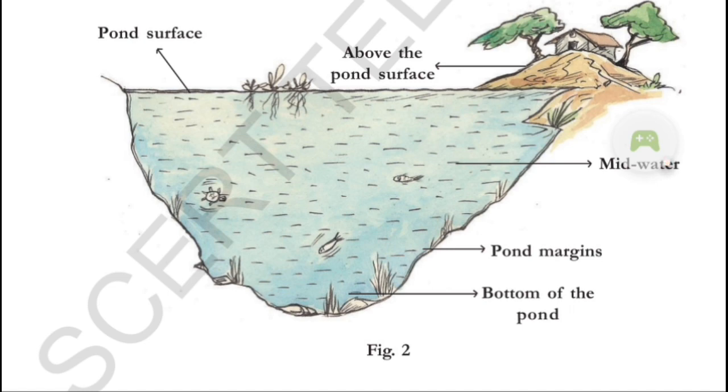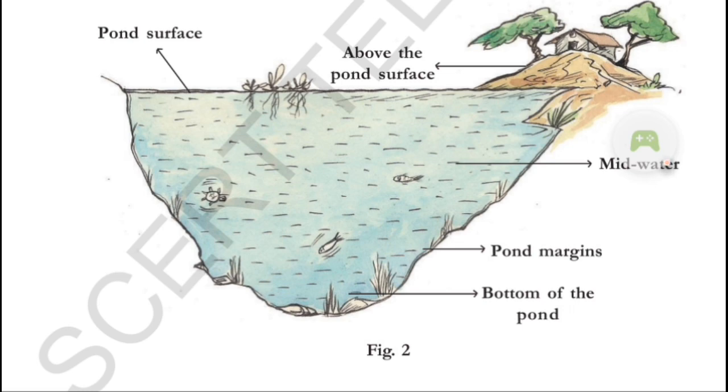Like on the surface of the water, some dragonflies fly over the water surface. Insects like the pond skater can walk on the water surface. And plants like pistia and lotus, and different grass plants, are also present on the surface of the water. And if you see in the mid of the water, some fish are present in the water, some crabs, and some other water living animals are also present.